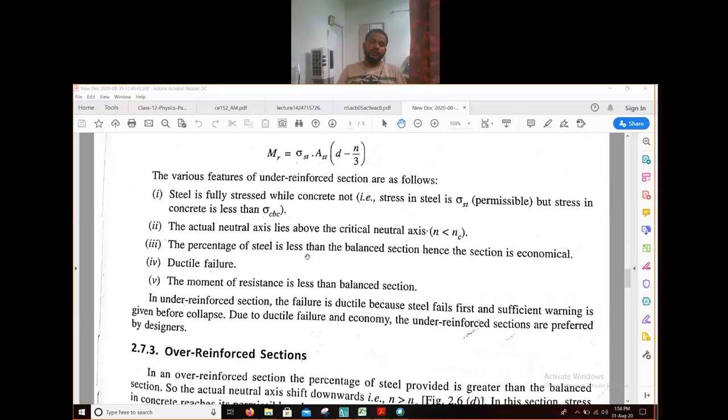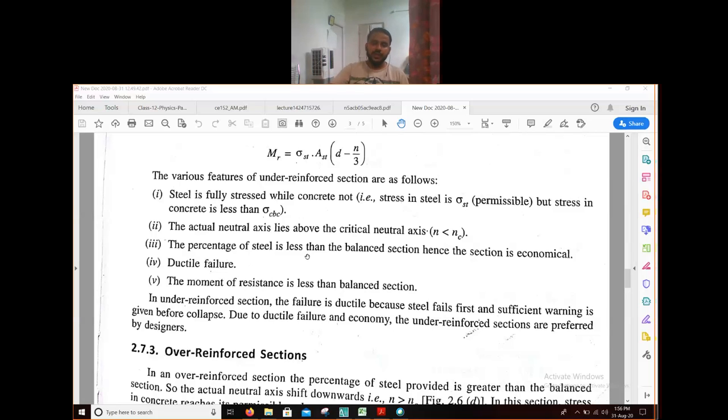Okay, so whenever our section is under reinforced, then the failure will be ductile. So ductile means it will not suddenly fail. It will fail slowly. Say you have constructed a beam which is under reinforced. After some time, if the failure occurs, you know that the failure will be ductile. Ductile means you will get a lot of time before collapse of this beam. You will get a lot of time to vacate this apartment or house.